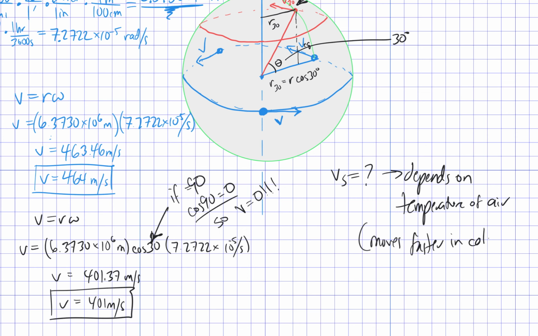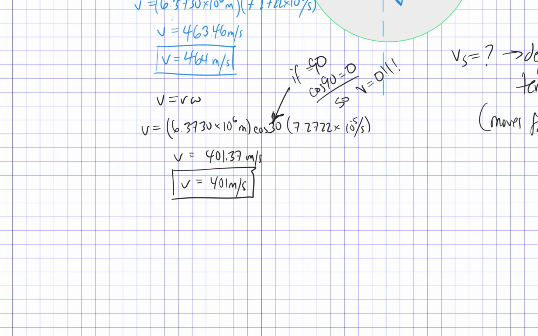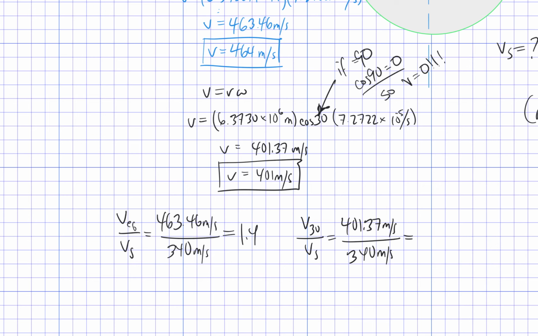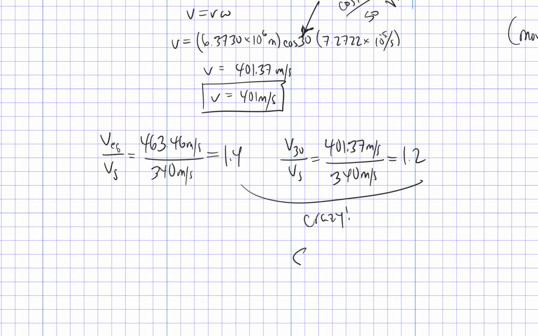And so what we would do is basically divide these numbers by the speed of sound in air. If we do so, then we get that at the equator, my speed of movement is 1.4 times the speed of sound in air. And at 30 degrees latitude, which is more or less where we are in New Orleans, I'm going 1.2 times the speed of sound in air. Some of you who know some physics, we don't talk about sound very much in this class, but that means that right now you're moving faster than the speed of sound in air.